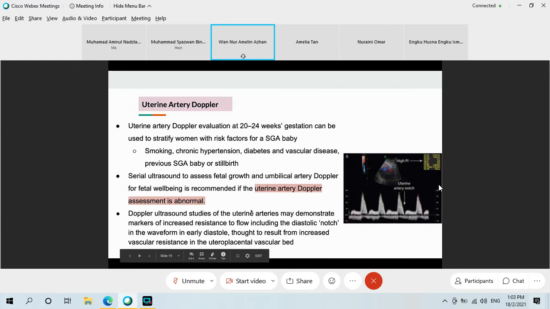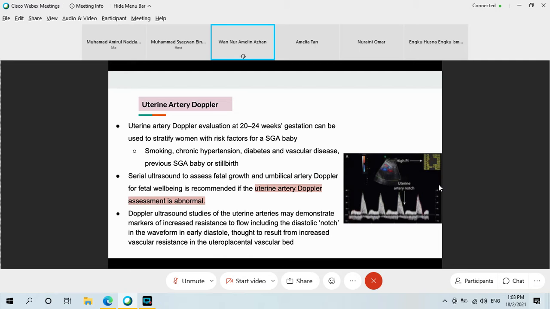Okay, these are the uterine artery Doppler, where they will use this evaluation at 20 to 24 weeks gestation that can be used to stratify women with risk factors for SGA baby. For example, smoking, chronic hypertension, diabetes, and vascular disease, or a mother that has a previous SGA baby or stillbirth. So serial ultrasound to assess fetal growth and umbilical artery Doppler for fetal well-being is recommended if the uterine artery Doppler assessment is not normal.